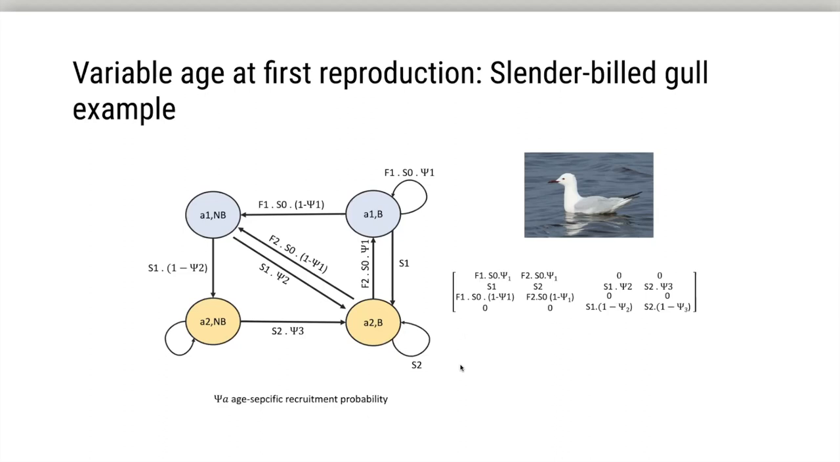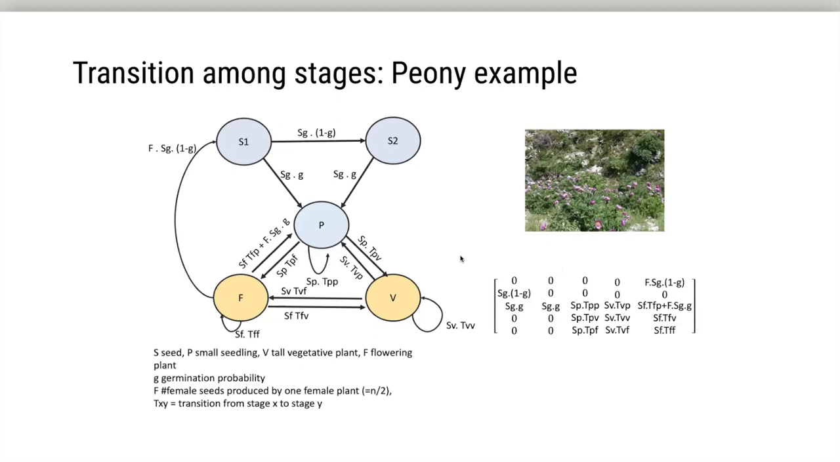Another example for a plant species, the peony. This time the matrix is not structured by age, but by stage. Stage can be seed. The plant can remain seed for 1 or 2 years or 3 years. Then it can become a small plant, a small seedling. Then it can grow to a vegetative tall plant, V, and it can also become a flowering plant. Okay, so no age structure, but a stage structure.